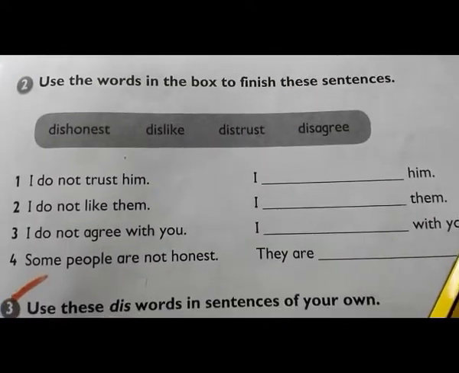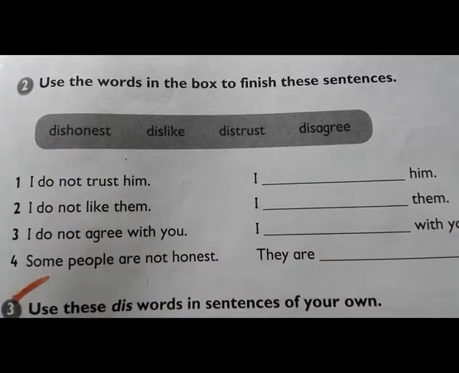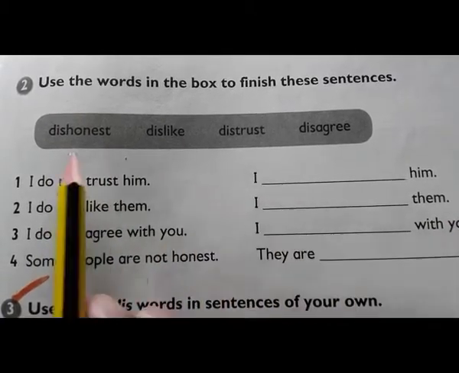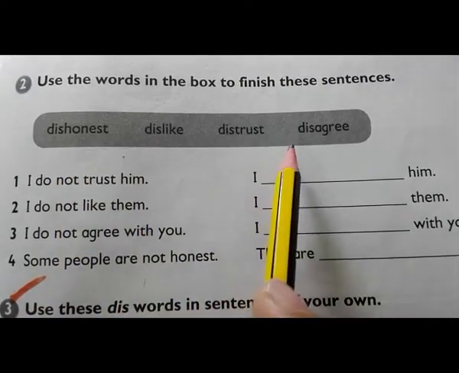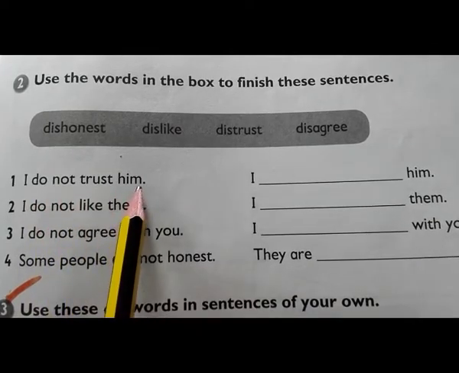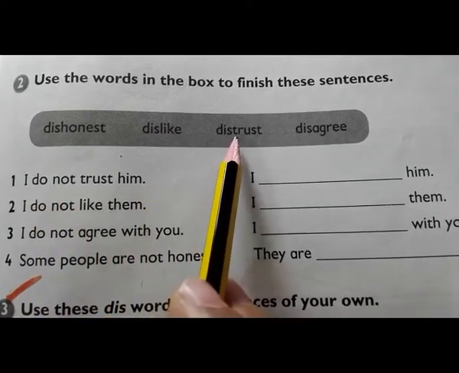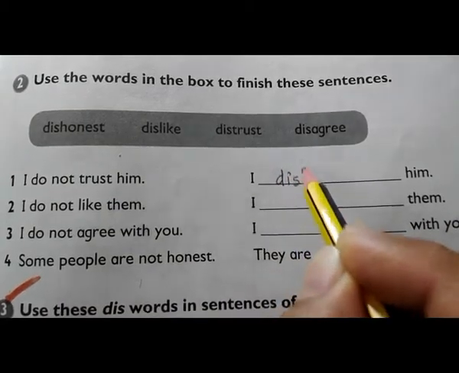Obey, disobey. Agree, disagree. So you just need to add dis in the start. Similarly, question number 2 is we will use these dis words in the blanks like dishonest, dislike, distrust, disagree. I do not trust him. It means I distrust him. So we will write here distrust.